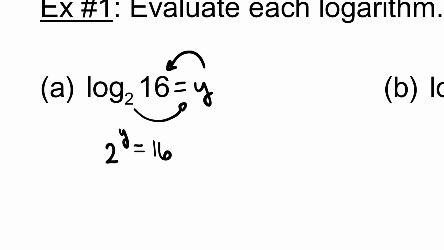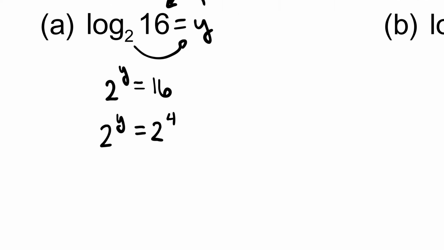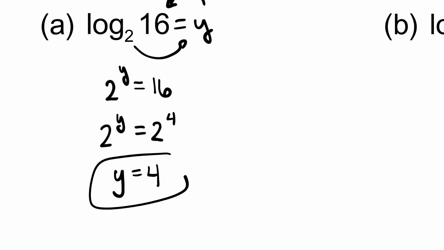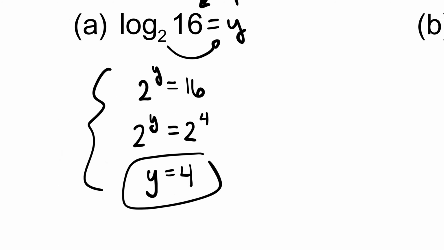So if we could write 16 in terms of 2 to some power, then we could set the exponents equal to each other. So 16 is just 2 to what power? 4. Exactly, 2 to the 4th power. Since I have the same base on both sides with an equal sign between them, that means the exponents must be equal as well. So we see y is 4. Keep in mind, in order to solve these logs, we just convert to exponential form.